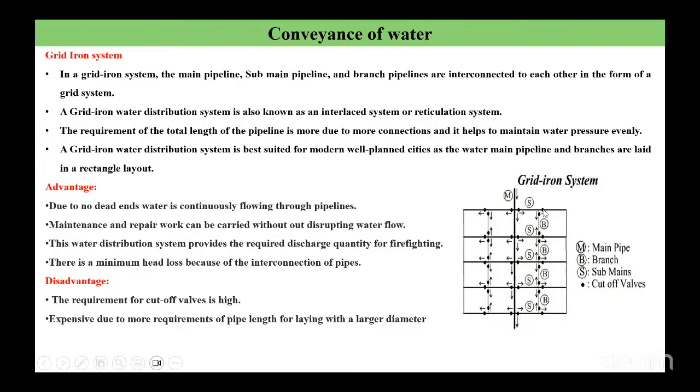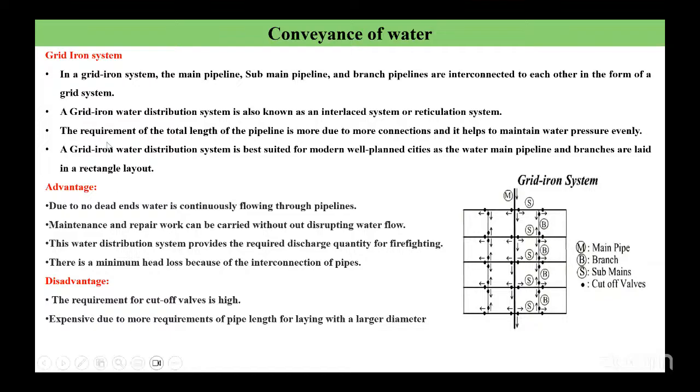So as we can see, the main pipeline, the sub-main pipeline, and the branch pipelines are interconnected to each other in the form of a grid system, and so it is called the gridiron system. A gridiron water distribution system is also known as the interlaced system or the reticulation system, where, wherever interconnection is possible, the water can be distributed.